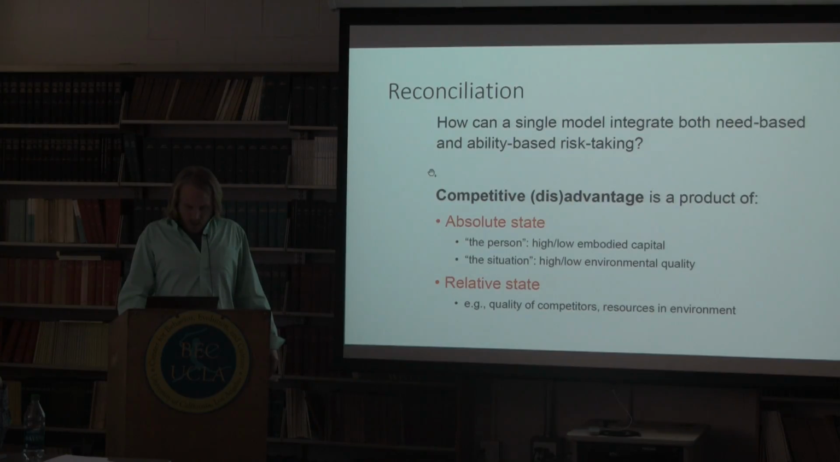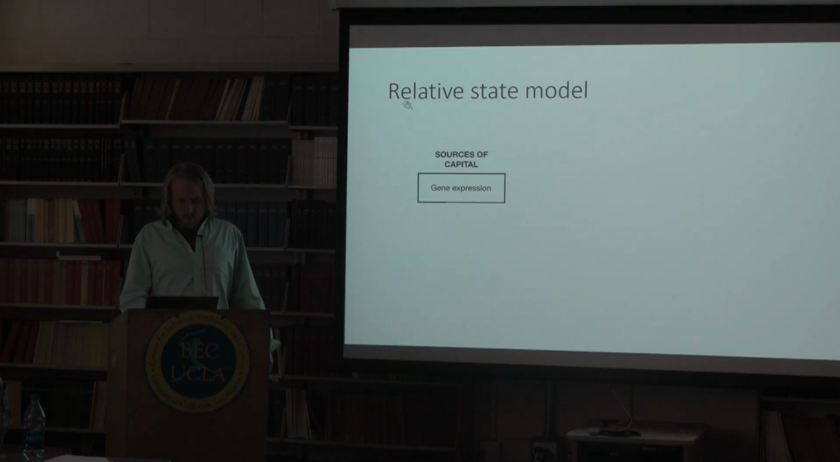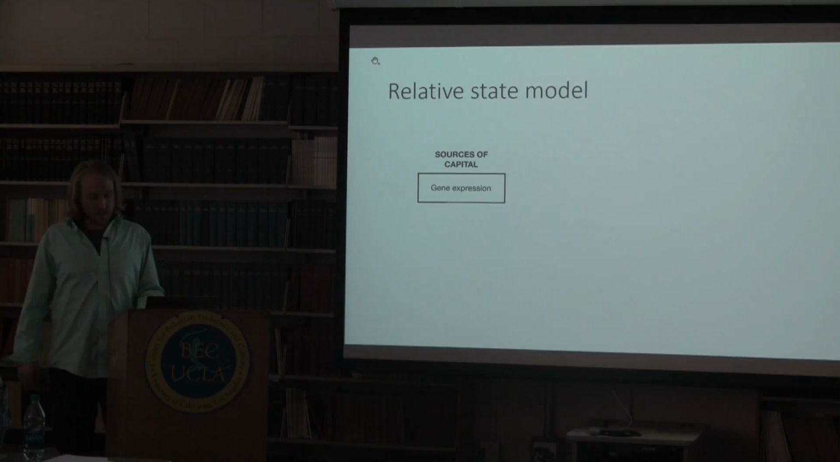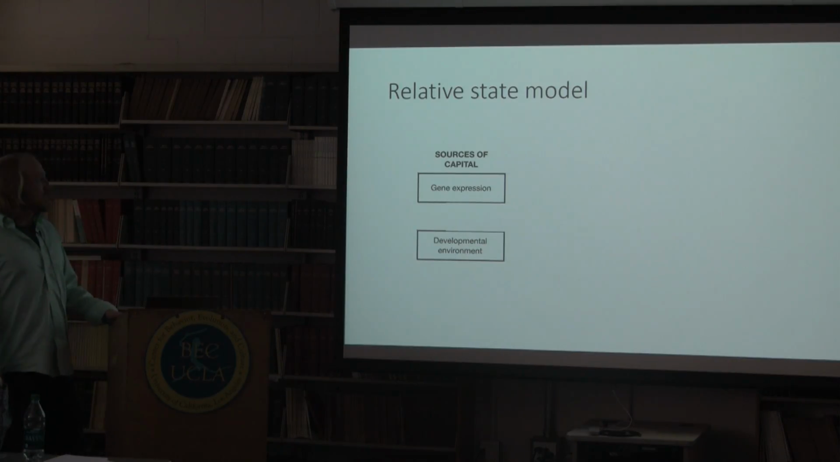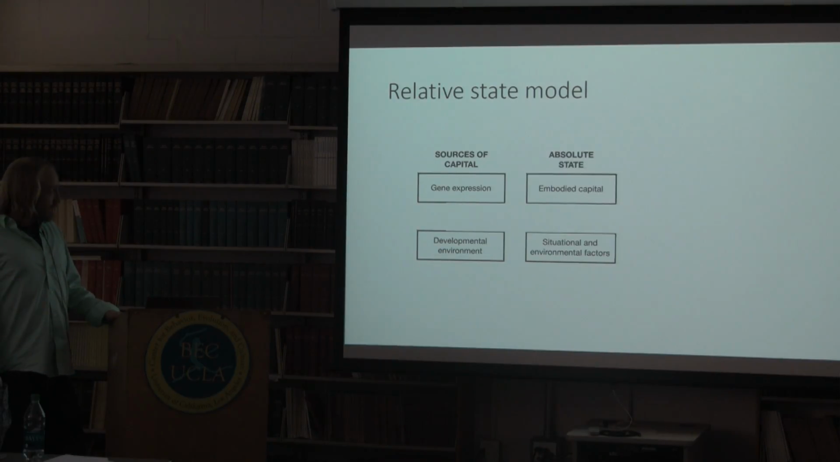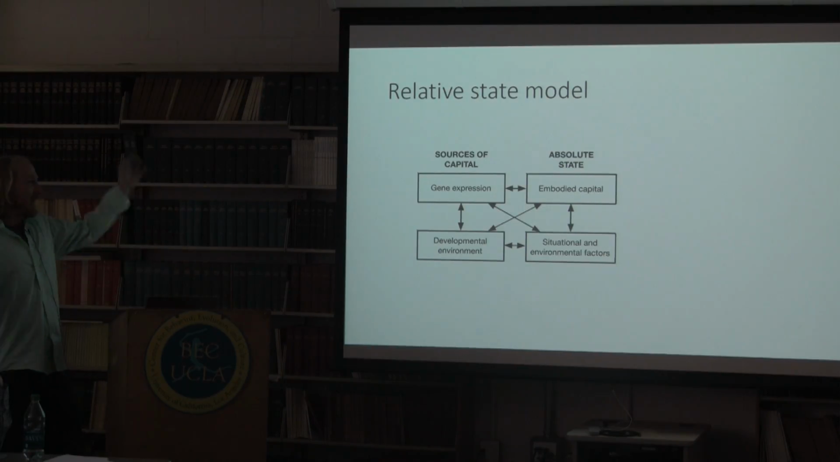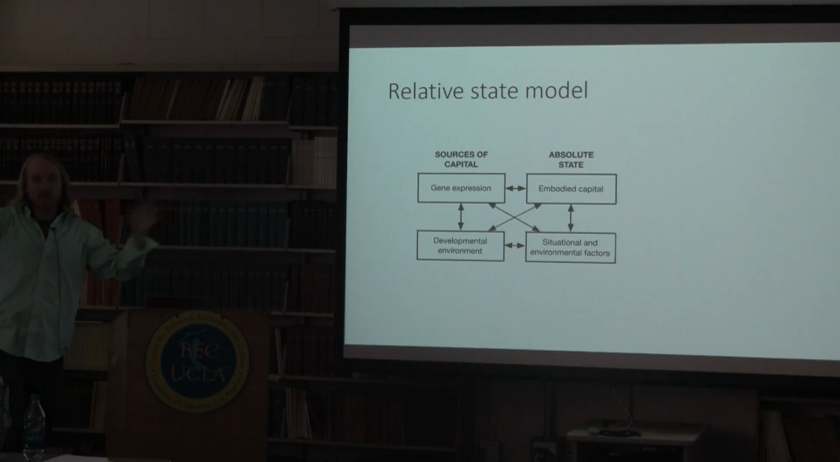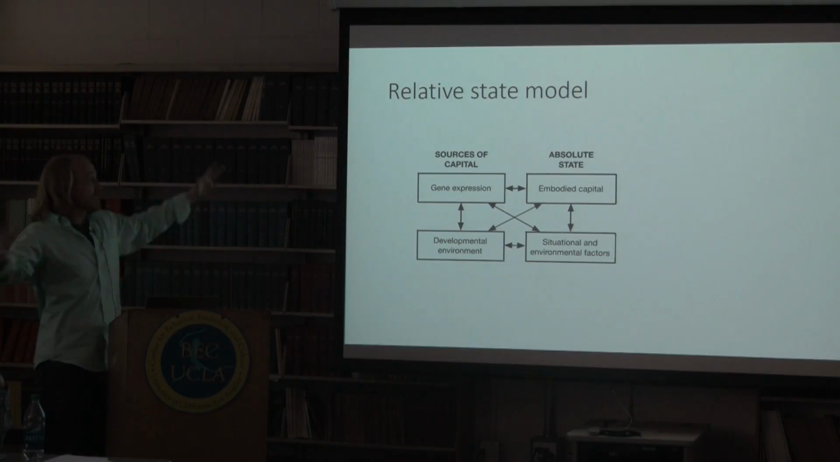Putting this all together, here's what we have come up with. We're calling it the relative state model. So, there are sources of human capital in, say, gene expression, developmental environment. These kind of interact to create an absolute state that is some function of embodied capital and situational environmental factors. All of that interacts in crazy ways. There's all kinds of feedback loops between all of this.